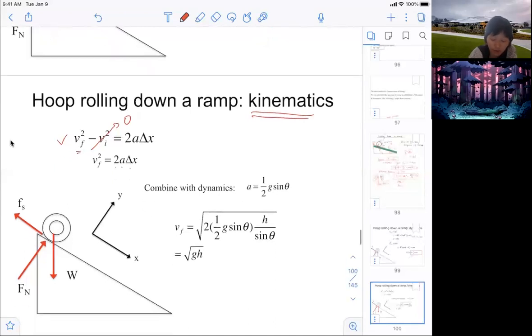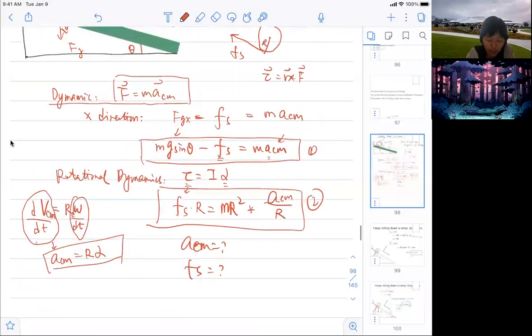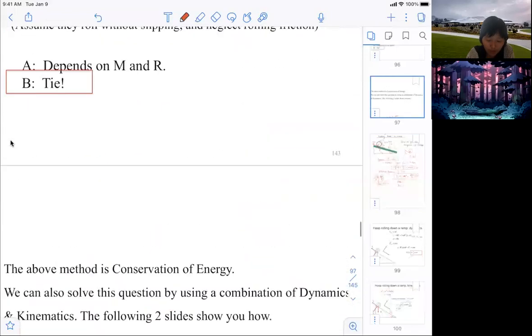A final little substitution for the length of the ramp: if this is h, then the distance traveled along the ramp is going to be h over sine theta, right? Because this is theta, the hypotenuse of the triangle is h over sine theta. So plug in delta x in here, plug in your a that you just calculated, and you find that the center of mass velocity is square root of gh. Is that something we got previously?